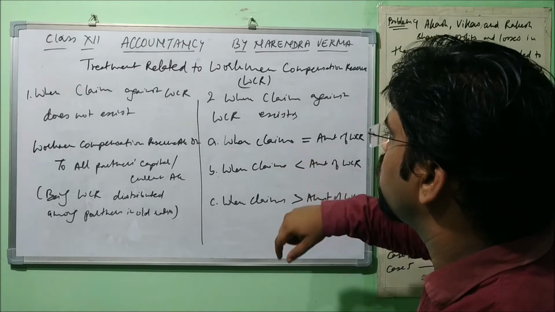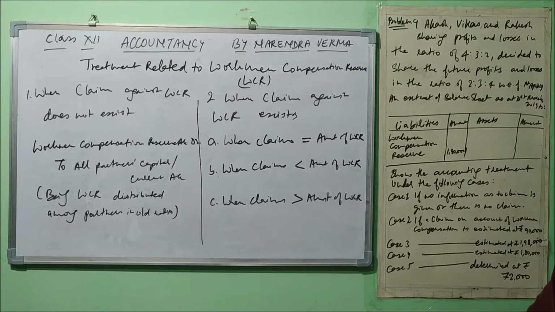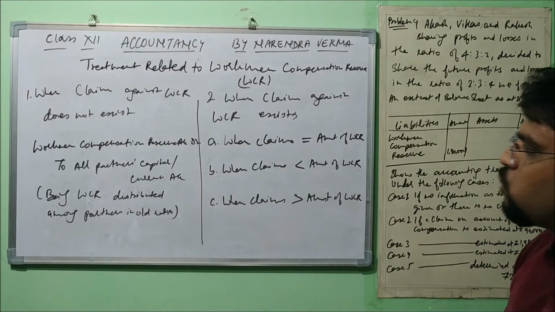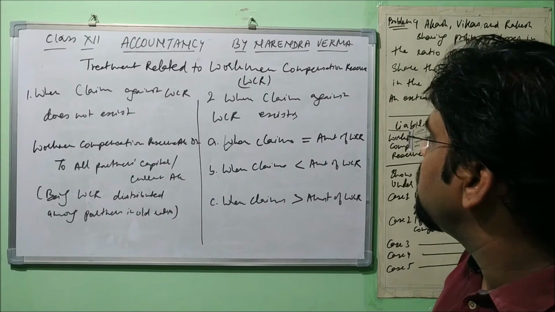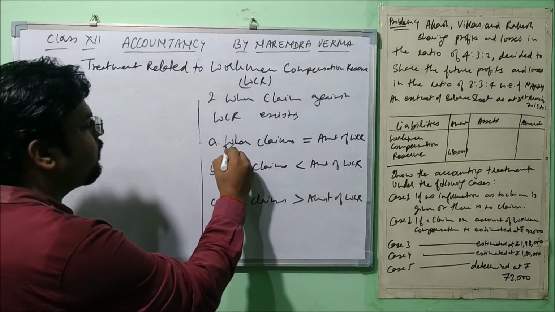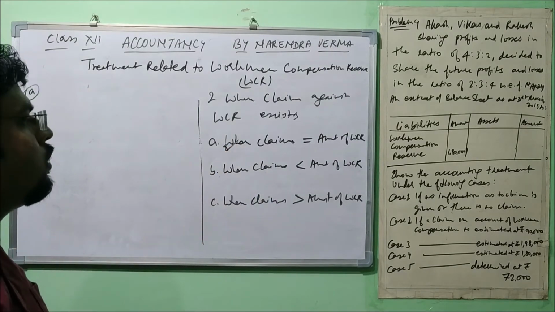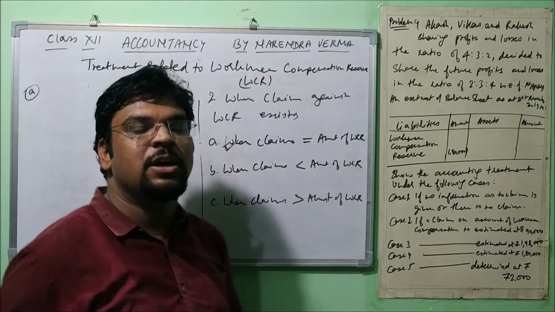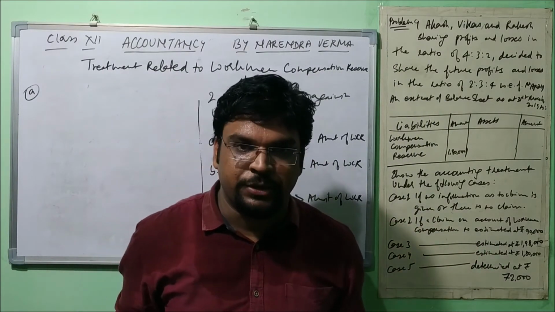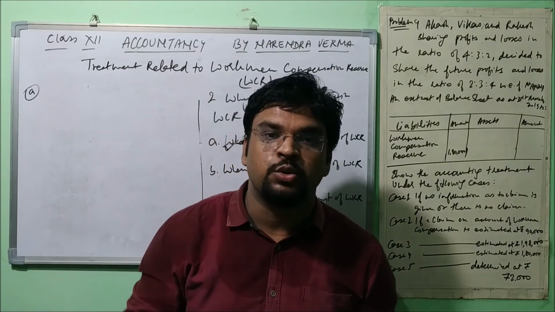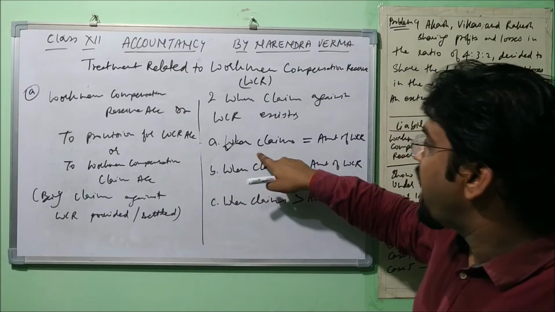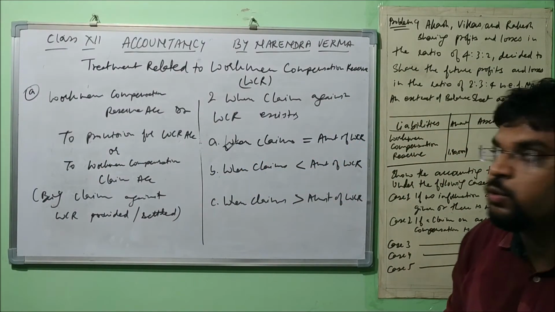Now let's talk about this. When a claim exists, then there are three possibilities. In all three possibilities, separate journal entries will be passed. So very first, let's talk about when claims are equal to the amount of WCR. Now what's going to happen? See, when all the claims are equal to the amount of WCR, say for example, 50,000 is the WCR and 50,000 is the claim. Partners are going to get nothing in that case, right? But one journal entry will be passed to settle the claim.